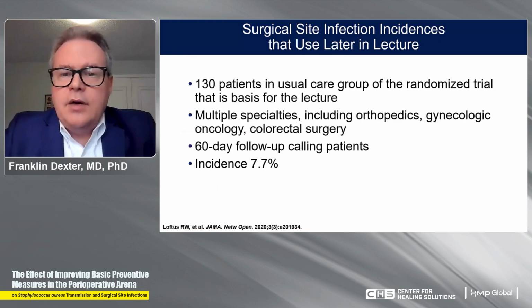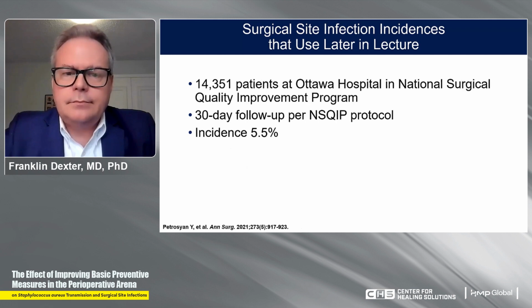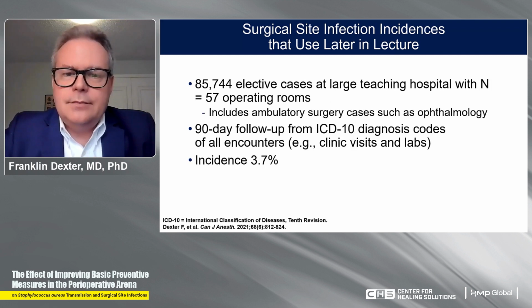The clinical trial at the University of Iowa compared a usual care group to a treatment group. The usual care patients had a 7 to 8% rate of surgical site infection, and that was with a 2-month follow-up call to the patients. The National Surgical Quality Improvement Program also uses patient contacting up to 30 days. Surgical site infections, 5.5%, somewhat less.